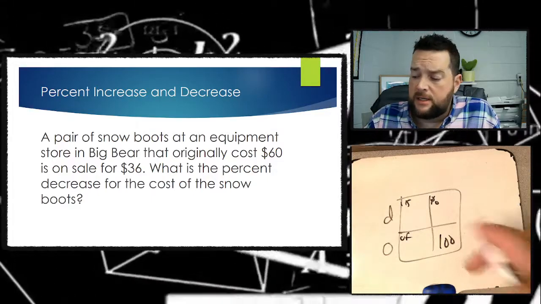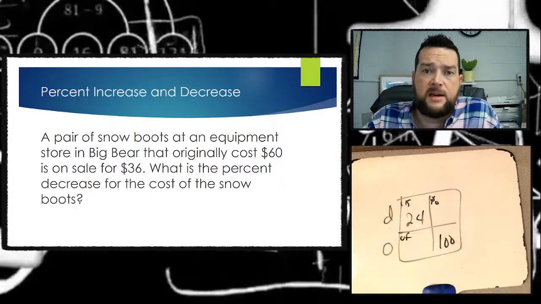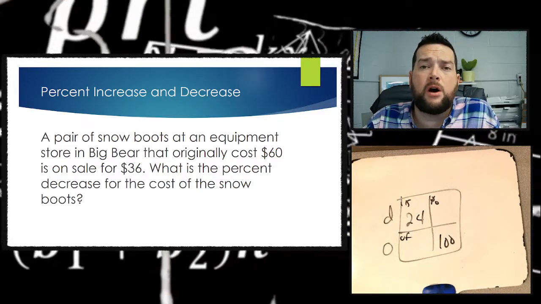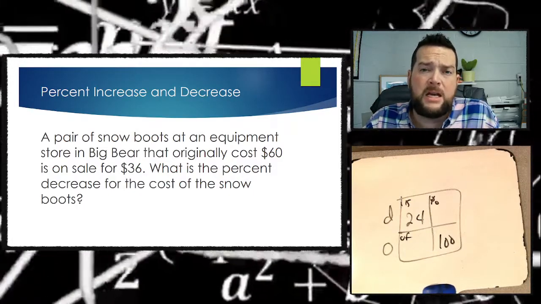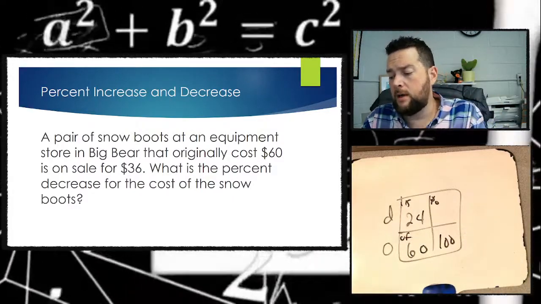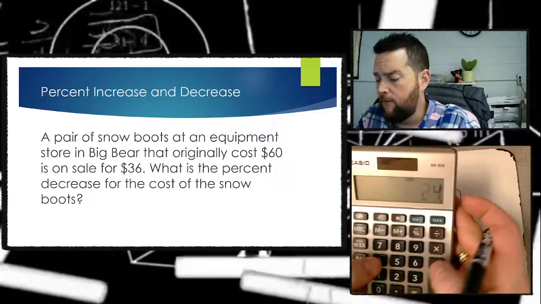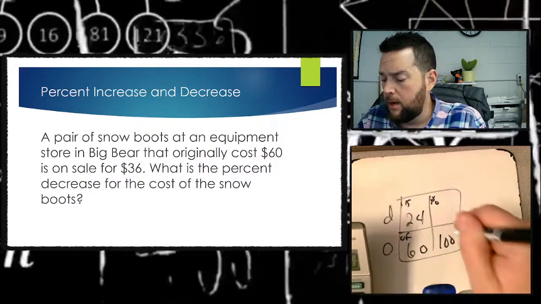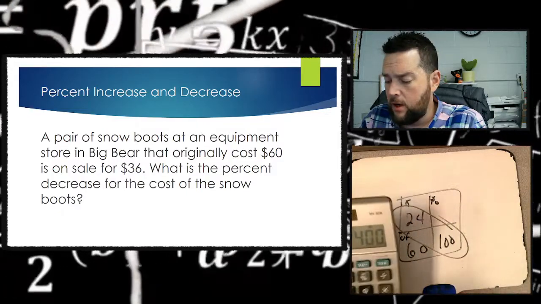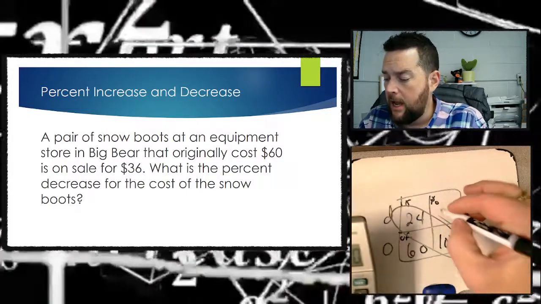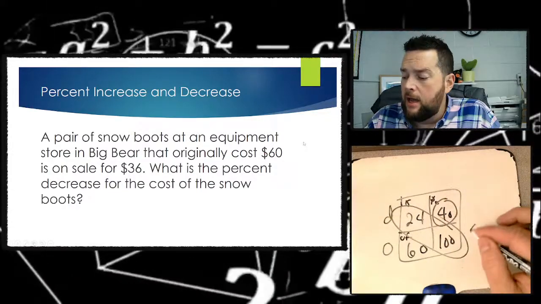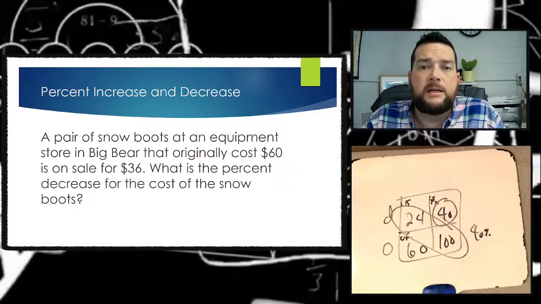60 minus 36 would be 24. That's the difference. And the original, it tells us it originally cost $60. And decrease means we're starting high and going low. So we have $60 right there. So we're going to multiply 24 times 100, those are the numbers that are diagonal from each other. And we're going to divide that by the third number, which is 60. And that's going to give us 40%. So it's a 40% decrease.